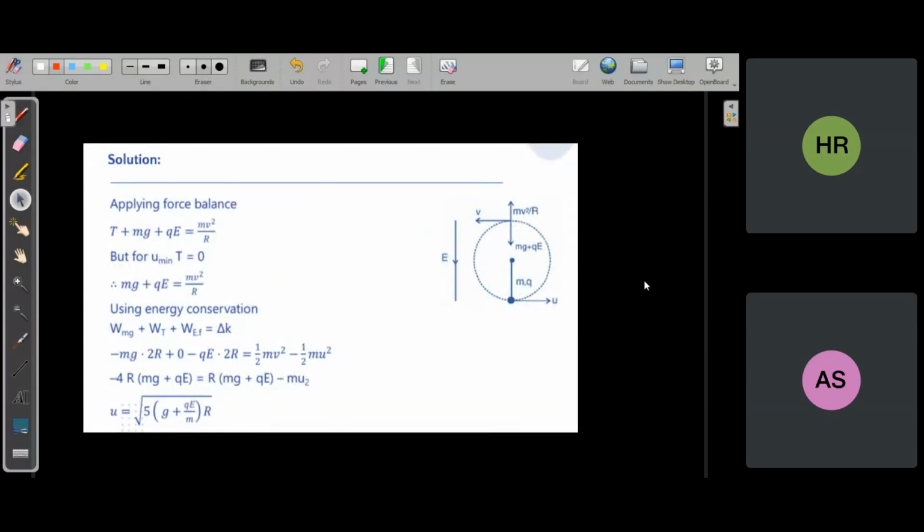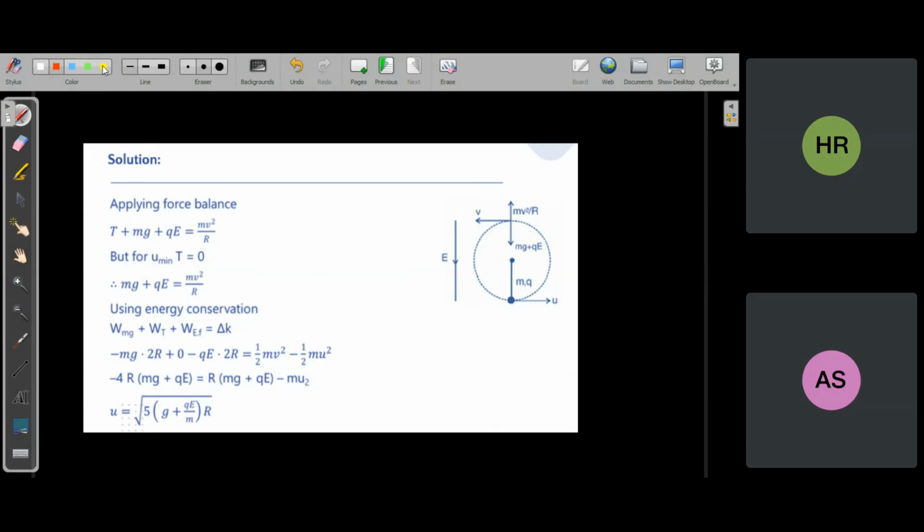Sir, at the topmost point, the tension should not be equal to zero, no sir? Tension should be zero just at the topmost point, not before reaching it. It becomes zero only at that particular point, because even if tension becomes zero at the topmost point, mg and qE will provide the required centripetal force.